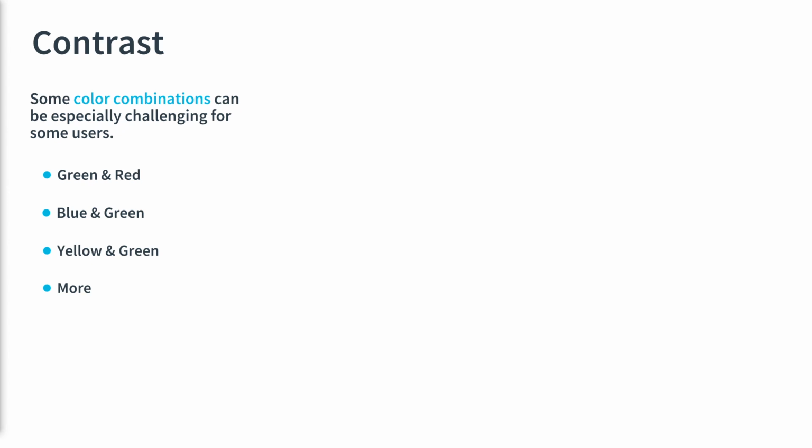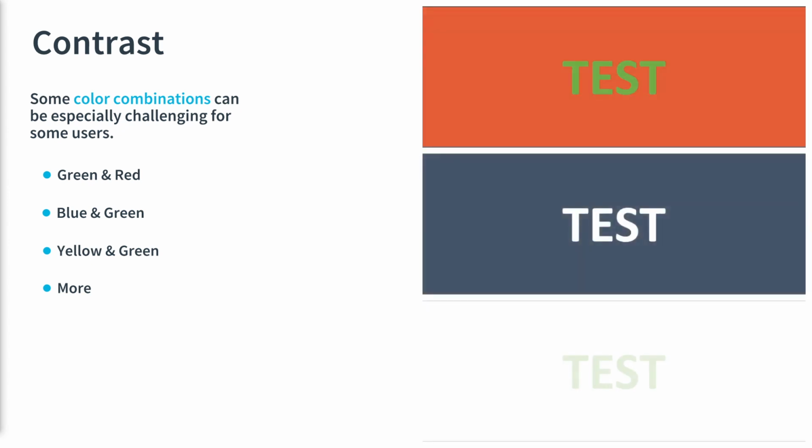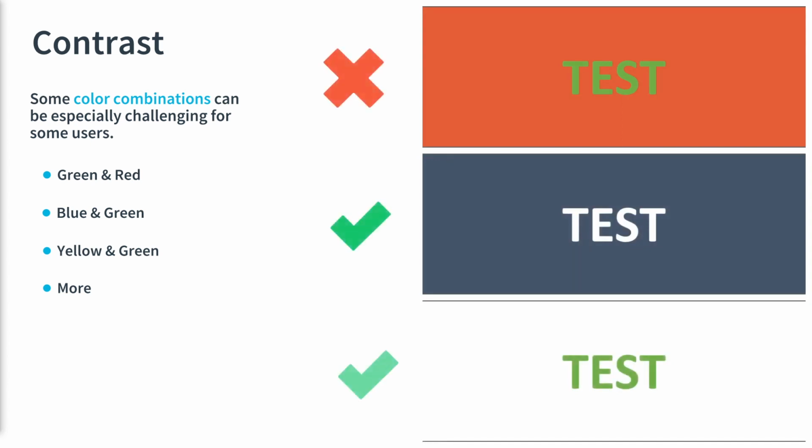Take the following examples. Notice how difficult it is to read the green text on a red background, and how much easier it is to read the other 2 examples that combine light and dark colors. The last 2 examples underscore why contrast is so important to improving the readability of your Power BI report.